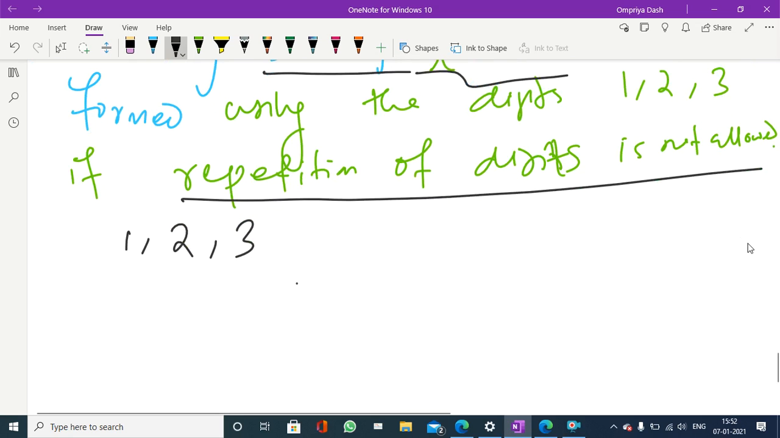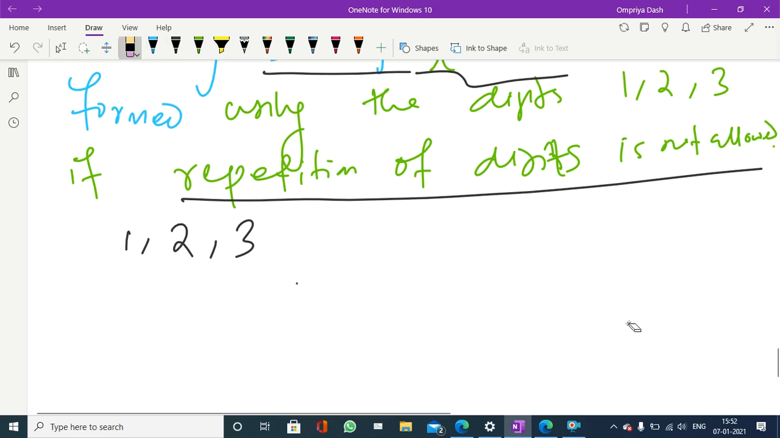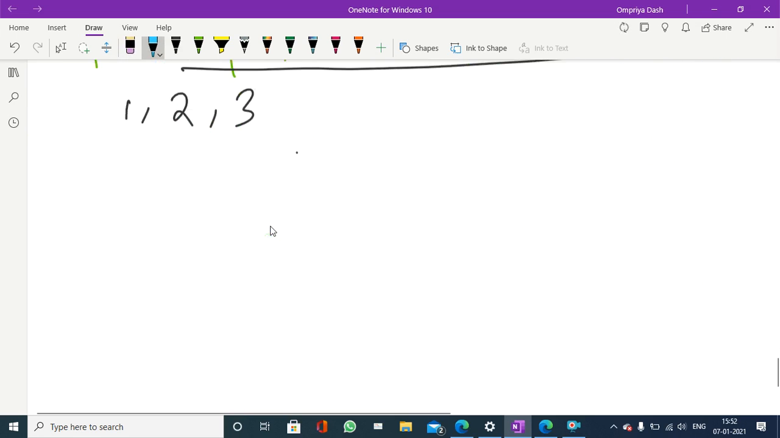Okay, so let's see which kind of numbers are allowed here, which kind of numbers are not allowed. Suppose this number, no, it's not allowed because it's not an even number, right? This number, yes, allowed. Now the question is how many such 3-digit even numbers we can form if repetition is not allowed. Okay, let's just try to understand.